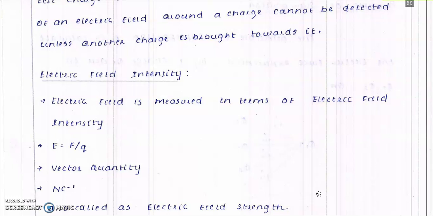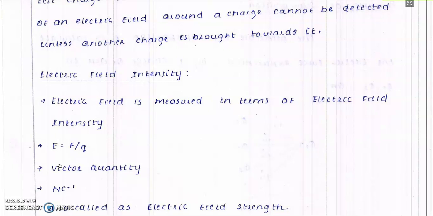It is a vector quantity because the electric field has magnitude as well as direction, that is, where the force or electric field is directed in space. It is expressed in the unit Newton per Coulomb, N C to the power minus 1. At the same time, I want to mention that E is equal to F by Q, as well as another formula, E is equal to V, that is voltage, divided by distance, V by D. So there are two formulas for electric field intensity.